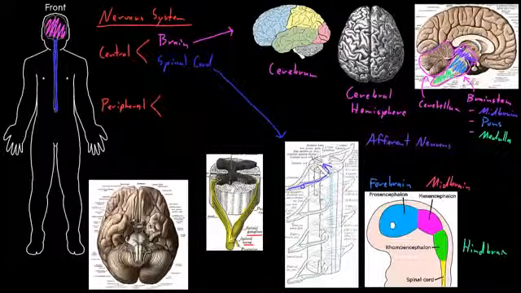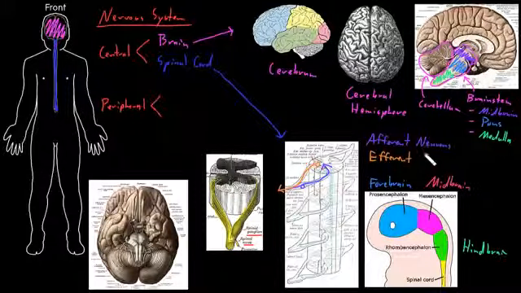Now other neurons are going to have axons that carry information in the opposite direction. So they're going to carry information away from the central nervous system out into the periphery. And neurons whose axons carry information away from the central nervous system, we call efferent neurons. Efferent neurons.